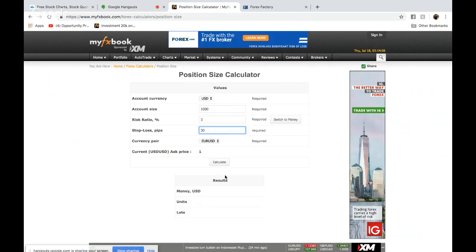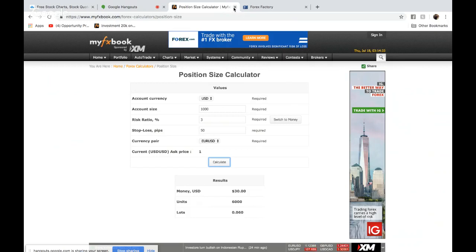In a sense, if it's 30 pips, once we select calculate, it'll help us identify that the lot size we should be using is 0.1. And that's obviously risking 3% on that $1,000 account. And as you have different stop losses, it is going to vary. So I like to use this position size calculator so I don't over-leverage my account. This is definitely that long-term game that we're looking for.